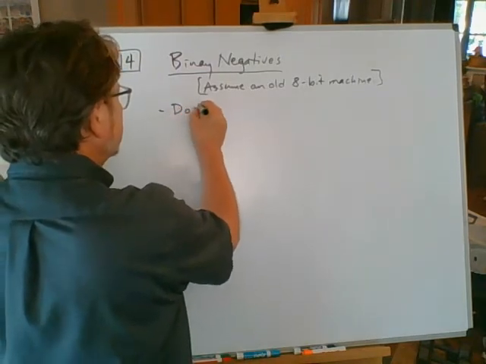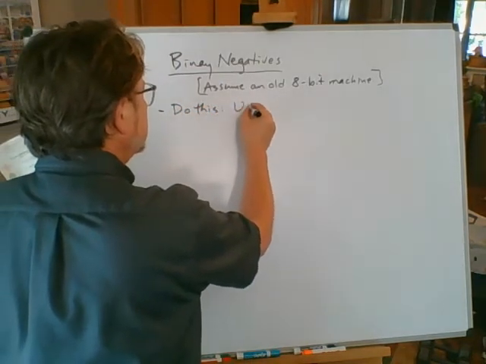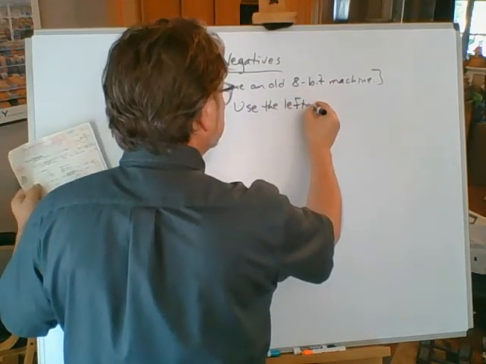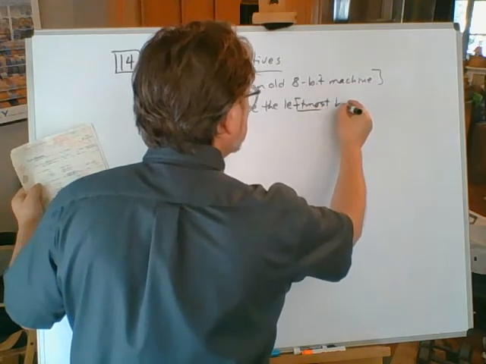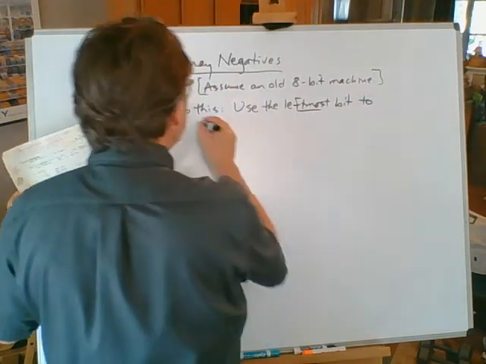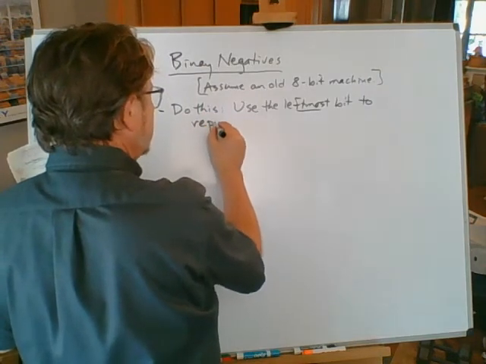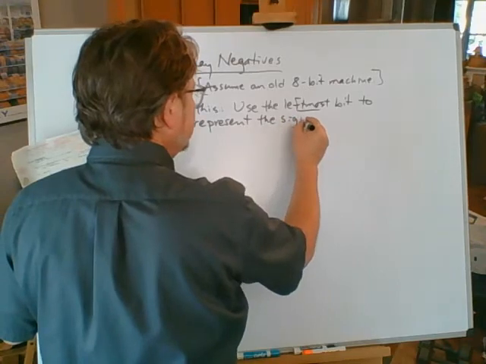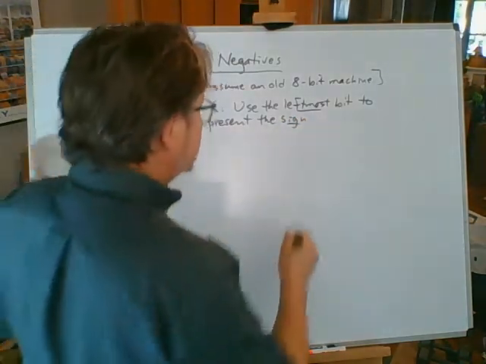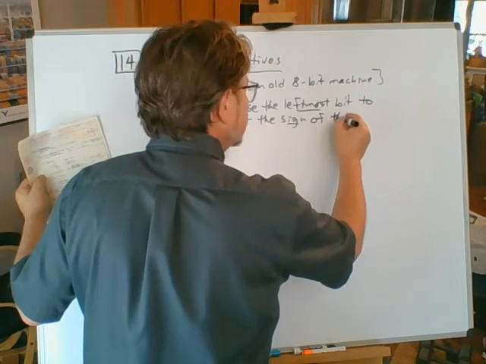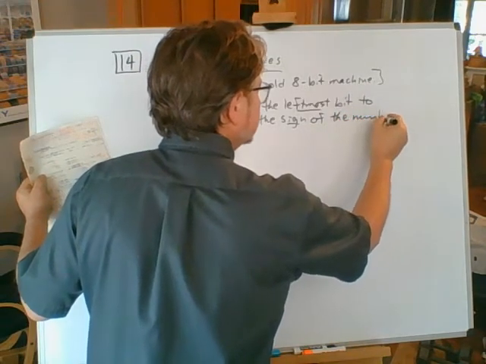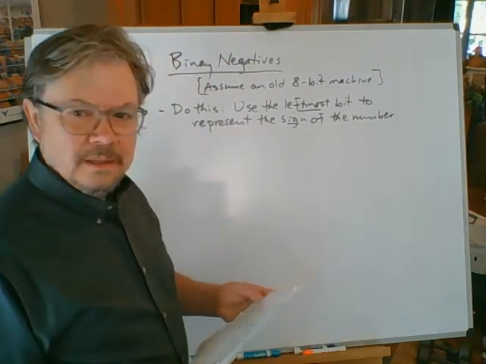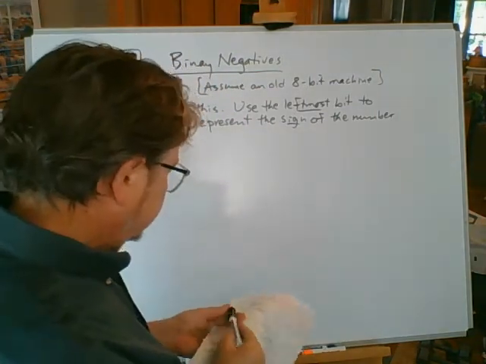Let's do this. Use the leftmost bit to represent the sign of the number, positive or negative. There. That was easy. Let me do a couple of examples.